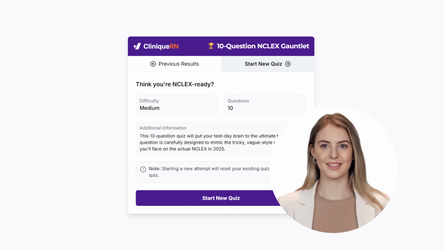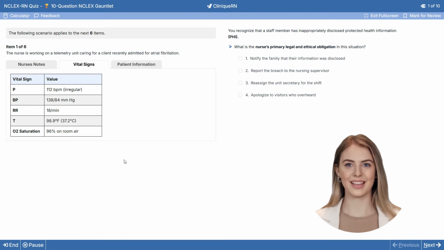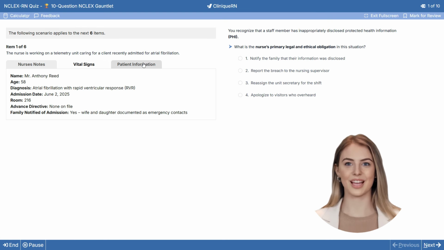This is Clinique RN. Let's break down question 1. The nurse is working on a telemetry unit, caring for a client recently admitted for atrial fibrillation. So let's have a look at the patient's information. Patient name, Mr. Anthony Reed. Age, 58. Diagnosis, atrial fibrillation with rapid ventricular response. Admission date, June 2, 2025. Room, 216. Advance directive, none on file. Family notified of admission? Yes. Wife and daughter listed as emergency contacts.